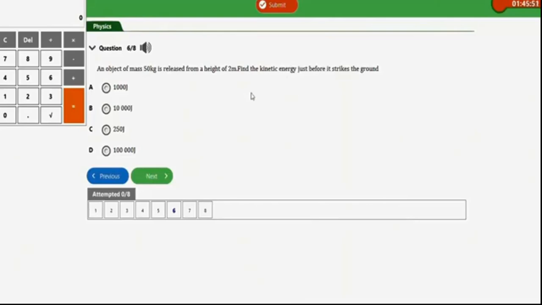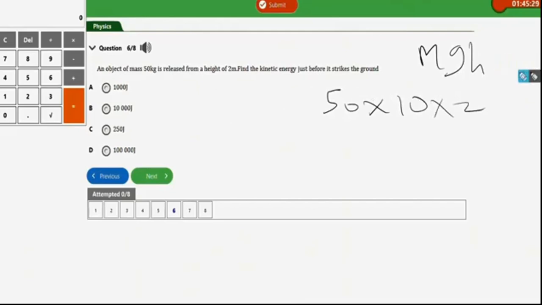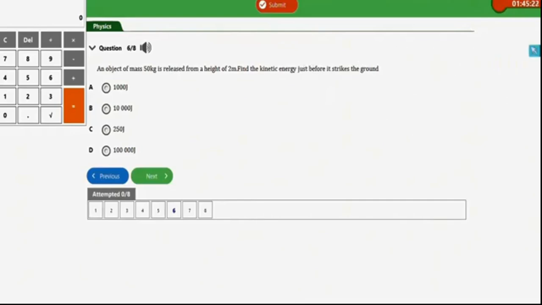So the kinetic energy just before it strikes the ground will be equal to the potential energy, mgh. So from the question, our mass is 50 kg, times acceleration due to gravity, which is 10, times our height, which is 2. So 50 times 10 will give you 500. 500 times 2 will give you 1000 joules. The correct option is what? Option A. It's as simple as this. Okay, so let's go to the next repeated question.